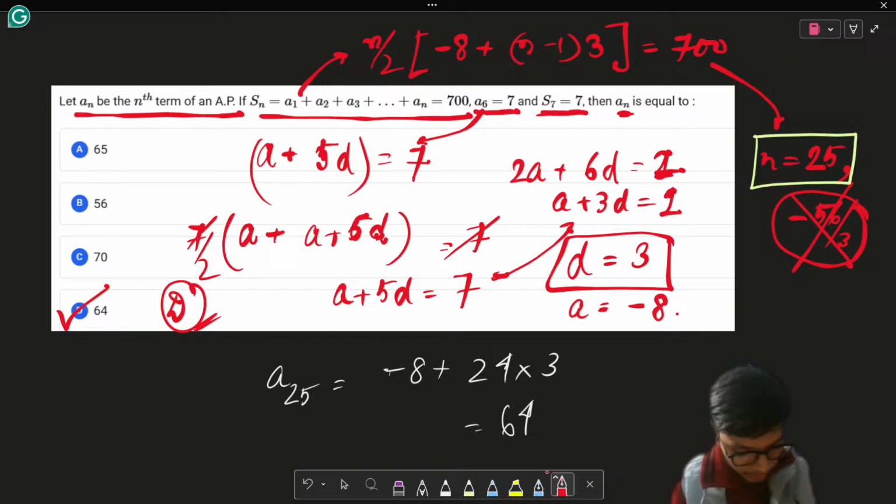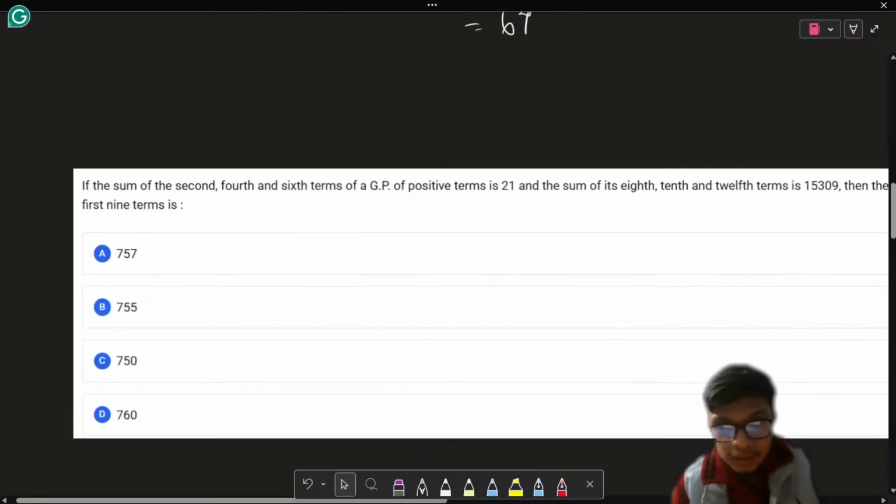Is this question clear to all of you? Okay, do let me know in the live chat. Are you able to get to the solution or not? Very simple problem, just a recap. Okay, so let's quickly go to the third problem.